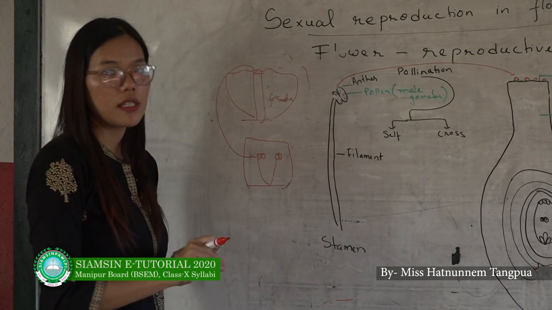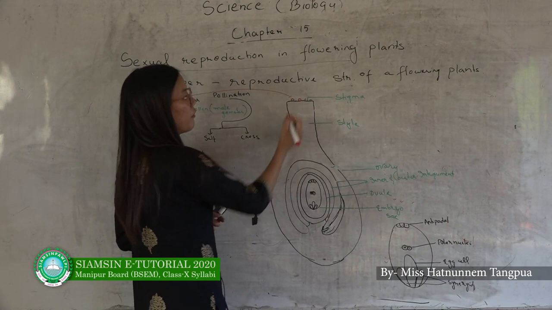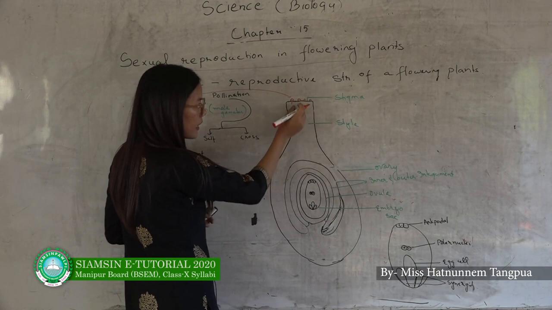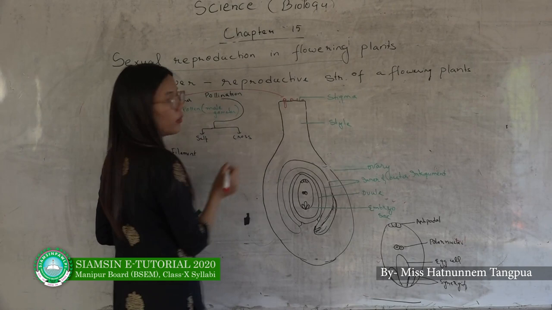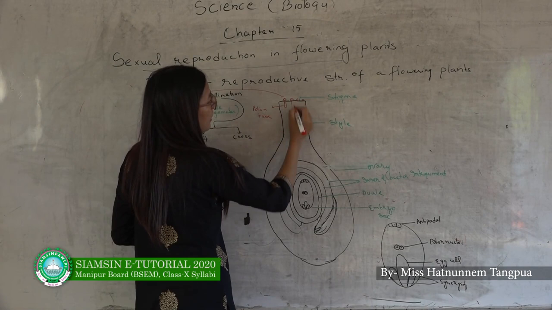After pollination, the pollens reach the stigma and, after some time, they will start germinating inside the style and form a pollen tube.